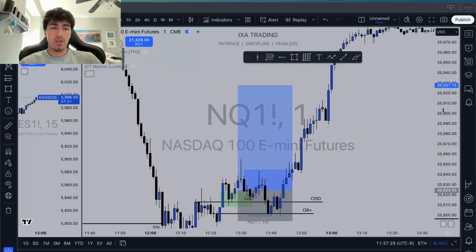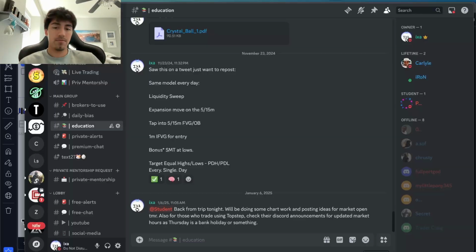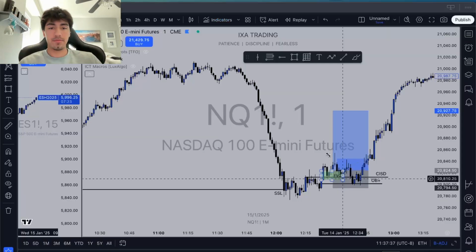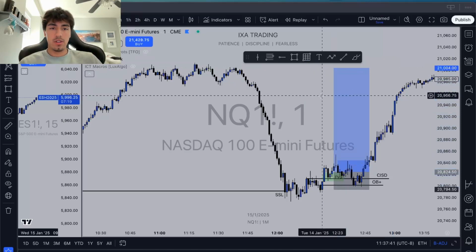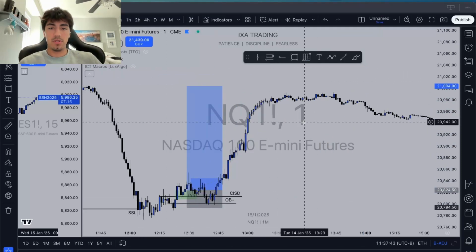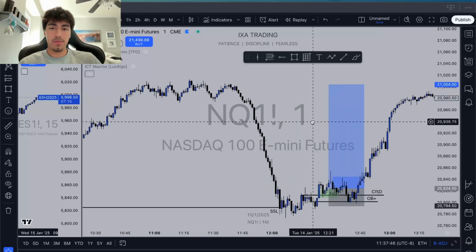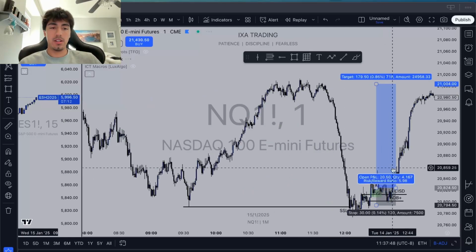You enter, and where are you targeting? What are the rules? Target equal highs or daily highs or daily lows. Here's the daily high up here. Let's target up there, right? Boom, target. You can even target fair value gaps in there. Whatever it may be, it does not matter.